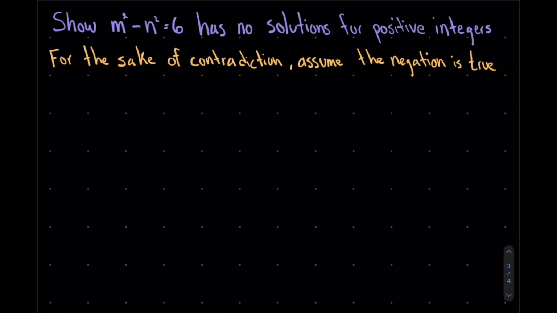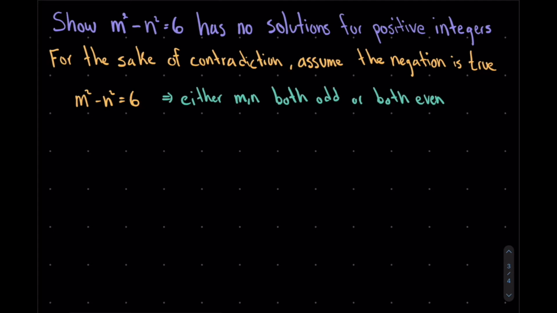Let's start with the given equation. We have m squared minus n squared equals 6. Now notice that we have the difference of two squares is equal to 6, and 6 is an even number. So either m and n are both odd or they're both even. Now because we've assumed that m and n are positive integers, we can separate them by using the difference of squares formula. So we write that m squared minus n squared is equal to m minus n times m plus n equal to 6. Now if we look at what we had before, we know that either m and n are both odd or they're both even.